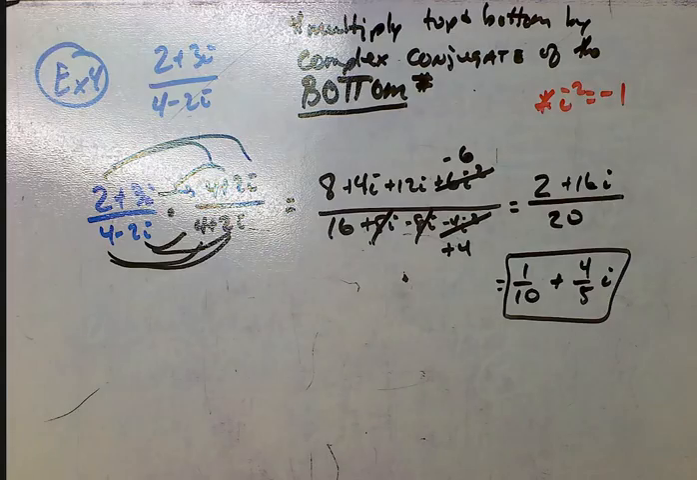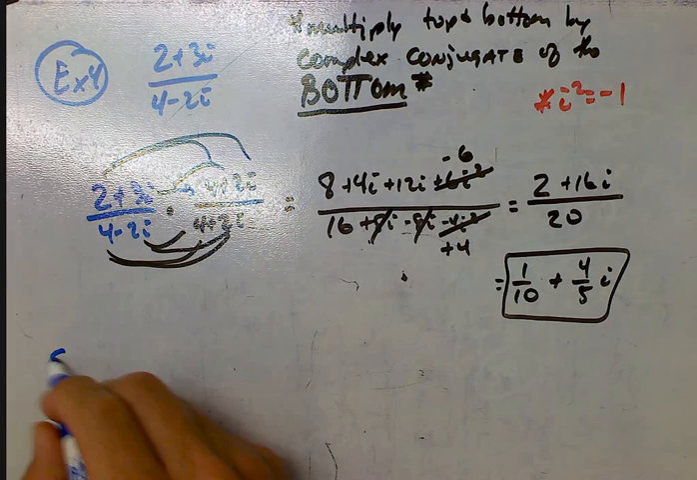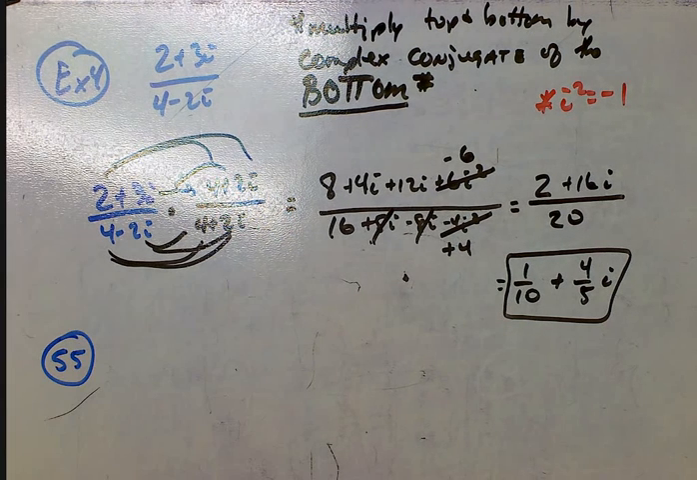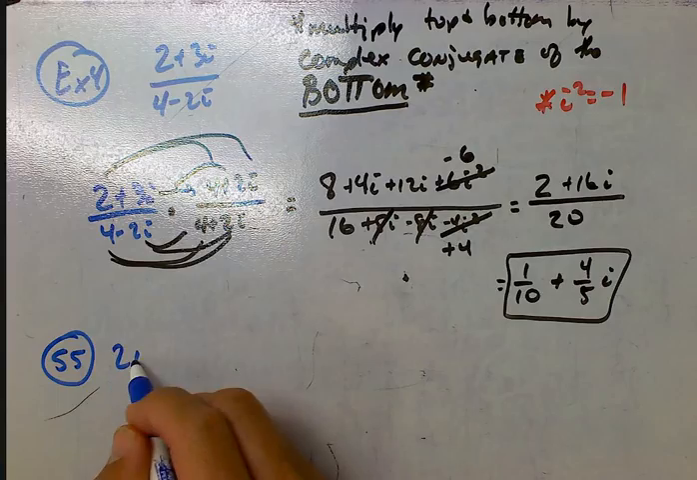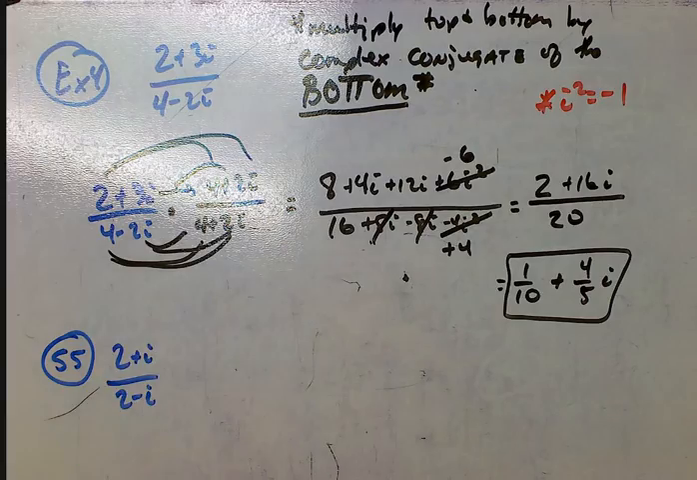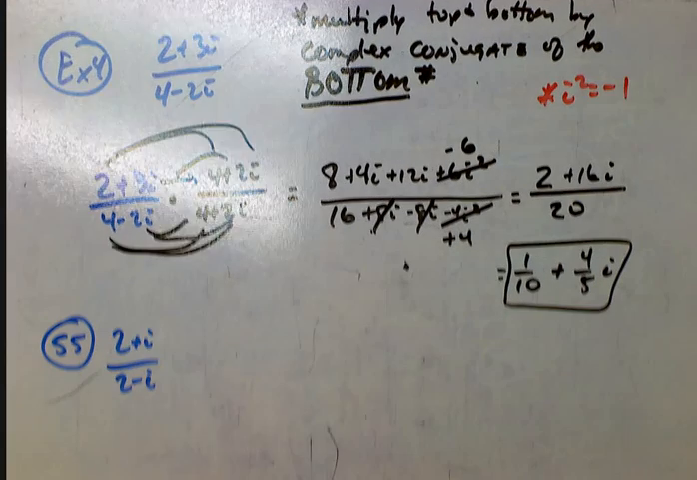Okay, I want you guys to go ahead and try one from your assignment. Number 55. Number 55 says 2 plus i divided by 2 minus i. Go ahead and press pause, work it out, and then see if you can come back and get the right answer after I work it out for you.